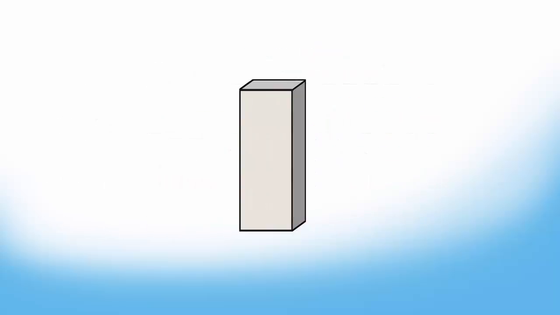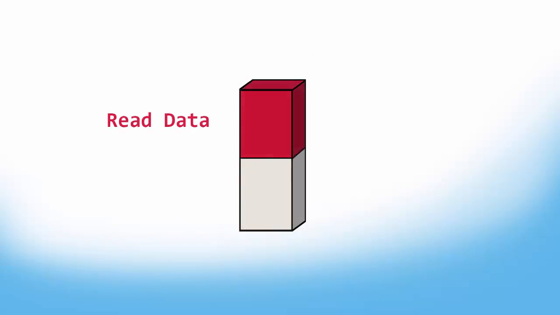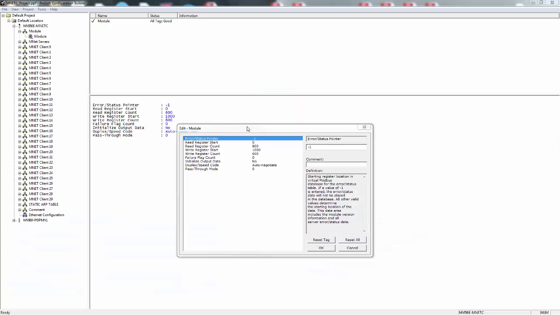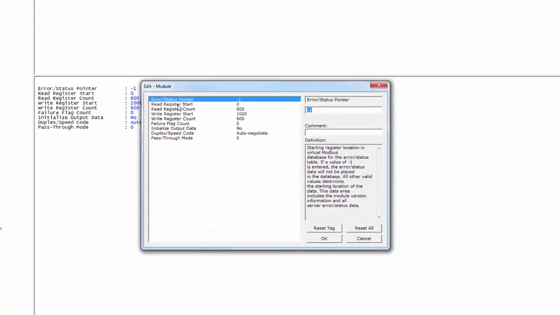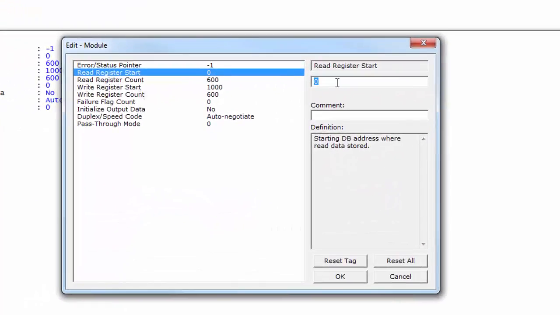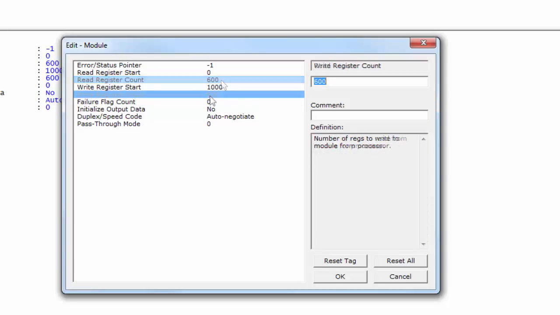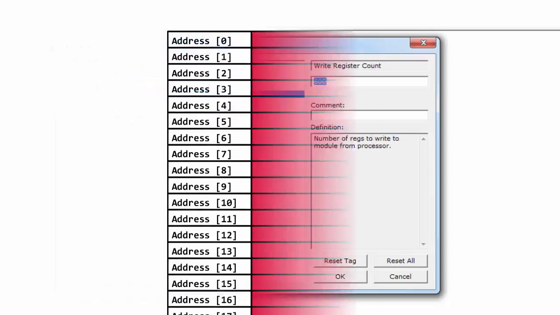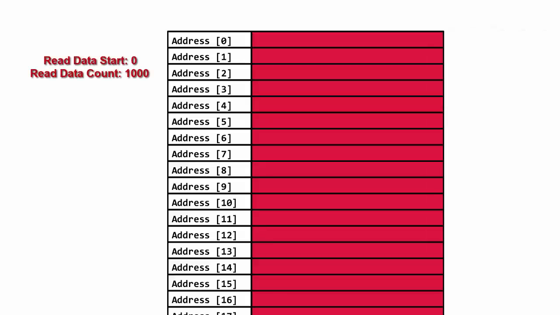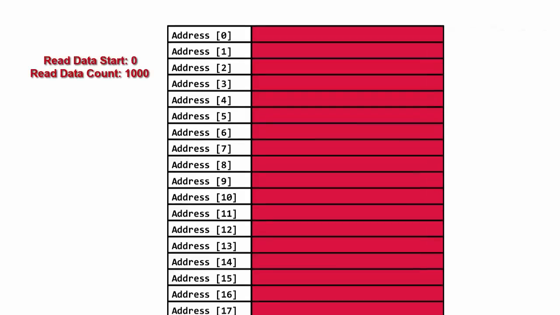ProSoft modules organize the internal memory by dividing it into two sections. One for read data and one for write data. It's set up this way to help prevent overlap and the possibility of data being inadvertently overwritten or corrupted. The user can control where these sections begin and how big they are by setting up the read and write start register tags and the read and write register count tags. When setting these tags, care must be given to ensure that the two sections do not overlap each other.